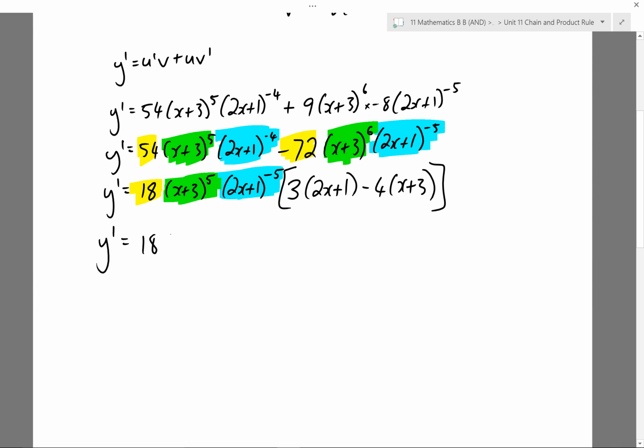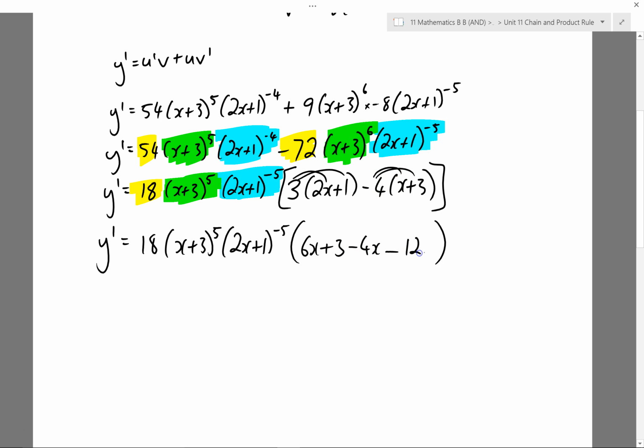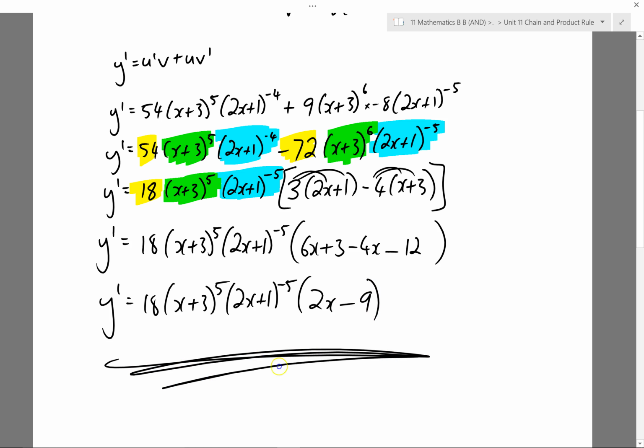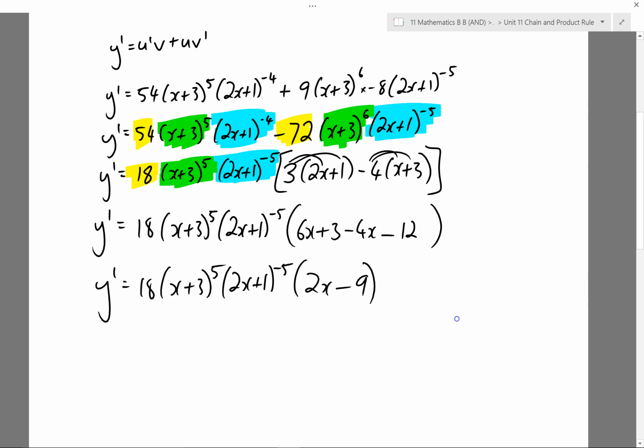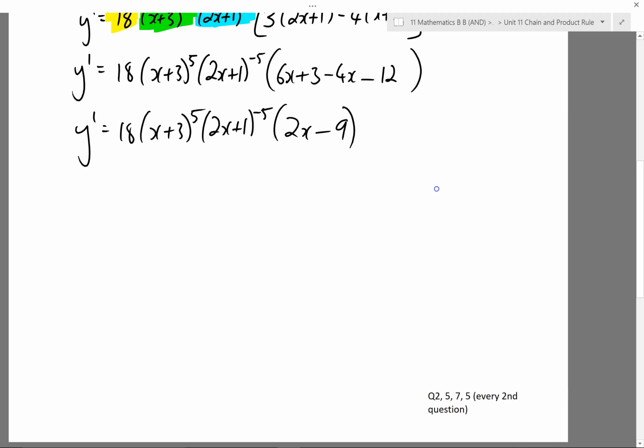Now I'm good to play around with what's inside the brackets. So 6x plus 3 and minus 4x minus 12. Then it's just a case of collecting like terms in this last bracket, so 2x minus 9. Okay, and it's good to go. I get an A+ for that question because I've learned how to factorize and simplify well.